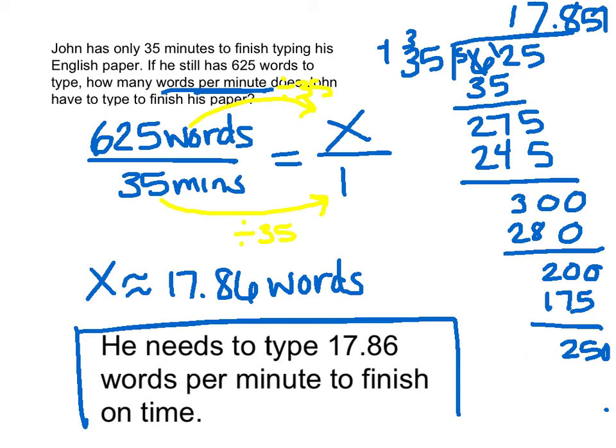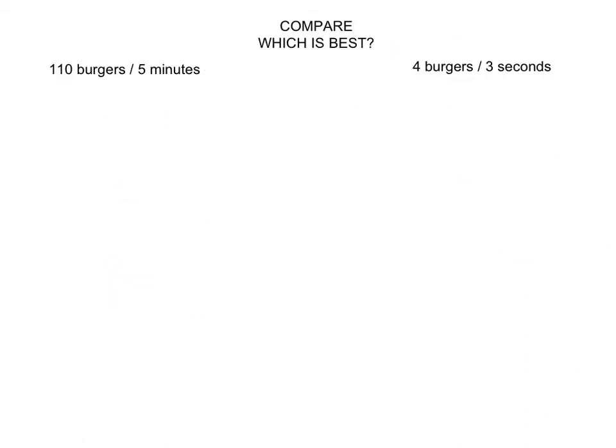All right, let's move on to the next problem. So we're comparing. We want to compare two things. Is it better to make 110 burgers in 5 minutes, or is it better to make 4 burgers in 3 seconds? Well, the problem with comparing these is that they're not in the same unit of time. So we have to do a little bit of conversion to make sure that they're in the same unit of time so we can actually compare them. That's kind of like the common denominator.